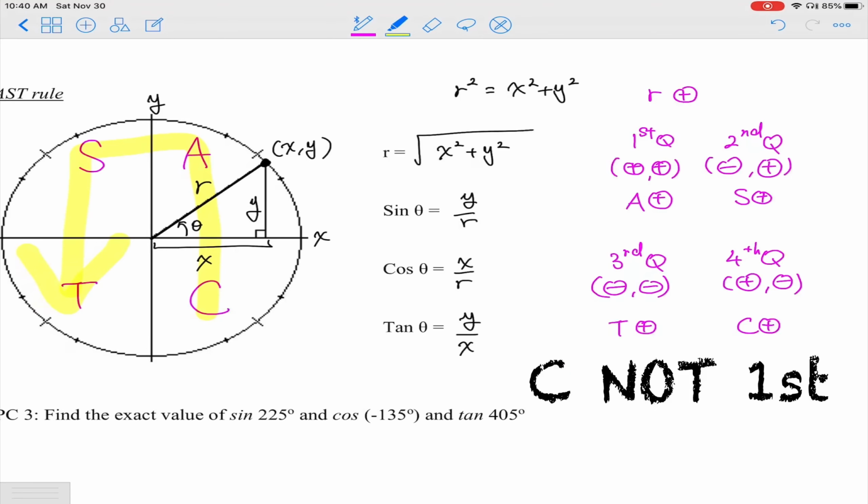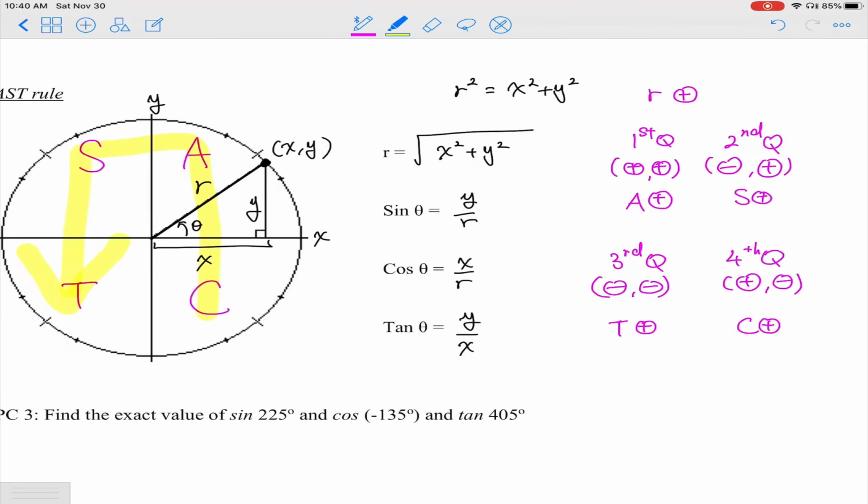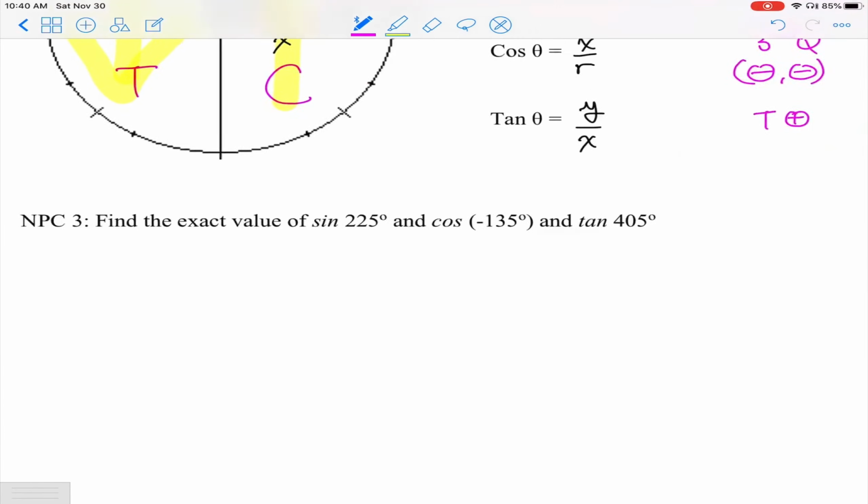The C does not start from the first quadrant. People think it starts from the first quadrant. However, in this case, the CAST rule actually starts from the fourth quadrant. So the fourth quadrant is the C. Now, using this, we can actually find the ratios or the exact values of each trigonometric ratio that is bigger than, let's say, 180 degrees or even 90 degrees. So let's take a look at this.